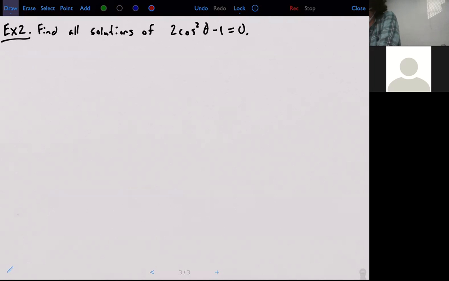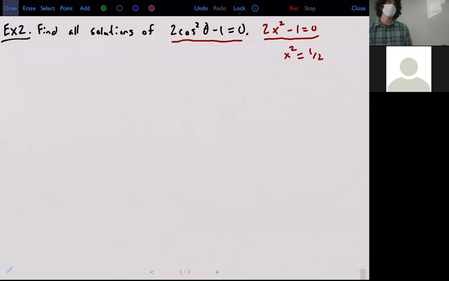And what you want to think about is this looks like a polynomial. So if we wrote a polynomial that looks like this, it would be given by something like 2x squared minus 1 is equal to 0. And if we wanted to solve an equation of this type, all we'd have to do is solve for x. So solving for x over here, we would get something like 1 divided by 2 is equal to x squared. And so we're going to do the same thing to our trigonometric equation. We're going to solve this like we would a polynomial.